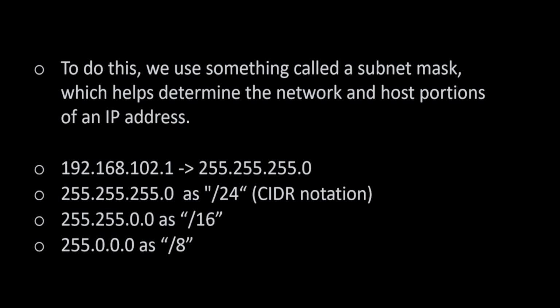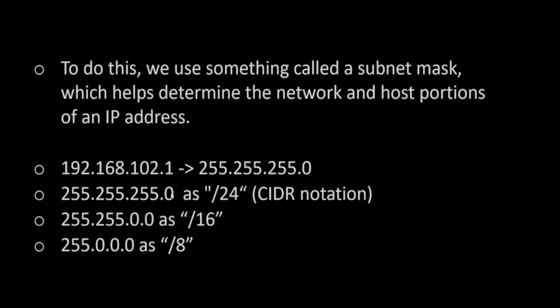Guys, this 255.255.255.0 is the subnet mask. And in CIDR notation, you can denote it like this, /24. What is CIDR? CIDR is classless inter-domain routing notation, and it is a way of representing an IP address and the network mask that is associated with it. So /24 means 24 bits are for the network, whereas 8 bits are for the host.